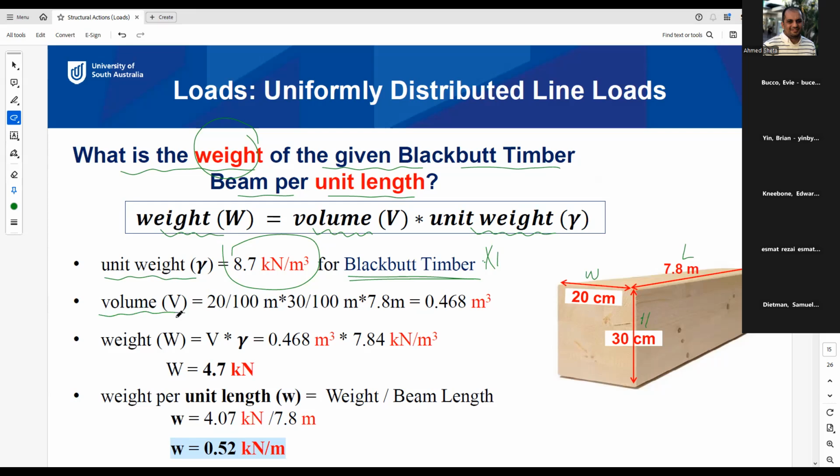So this is our first part of the formula. The second part of the formula is our volume, V. Again, we have centimeter and meter, so we need to have all the units consistent. To make the units consistent, we need to convert 20 to meter by dividing by 100, and the height 30 by 100 to convert to meter, and already the length of the beam is 7.8 meter. So we can find the volume of this beam as 0.468 cubic meter.